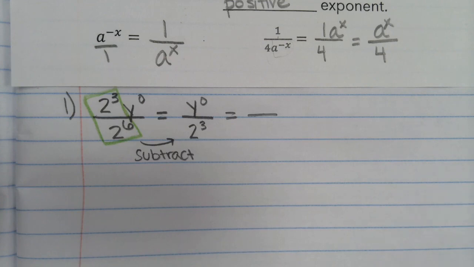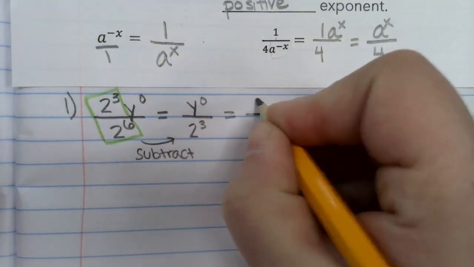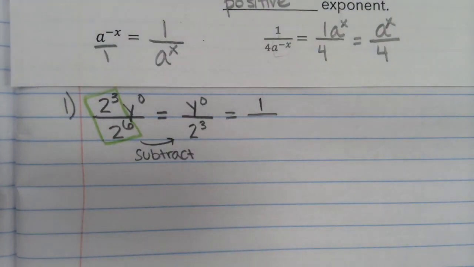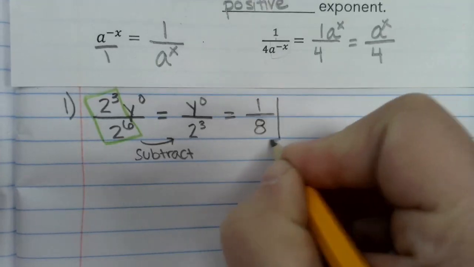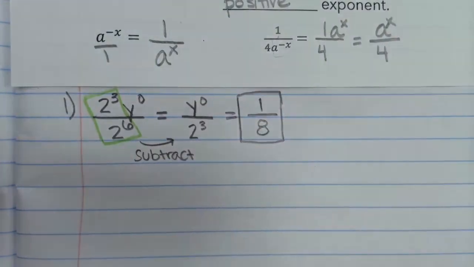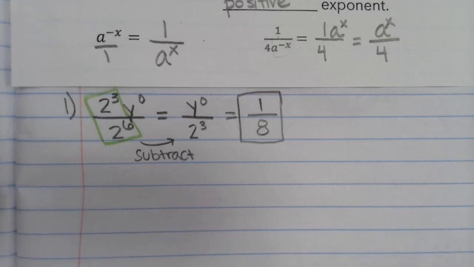Okay, now we're going to simplify that. What is y to the 0 power? 1. Good. Anything taken to the 0 power is 1. So on the top, we get 1. On the bottom, we're doing 2 to the 3rd power. So 2 times 2 times 2. 8. Good. So 1 over 8. And that's our simplified answer. Okay, now that was a numerical one. That's a number that we can actually get an answer to.